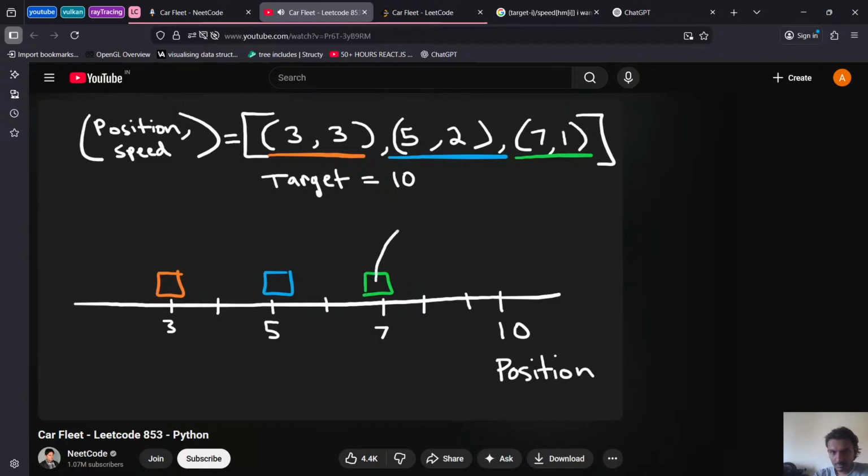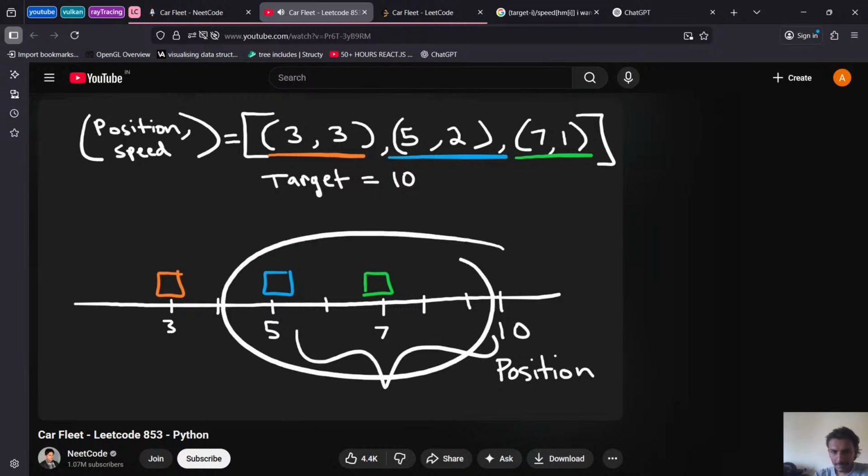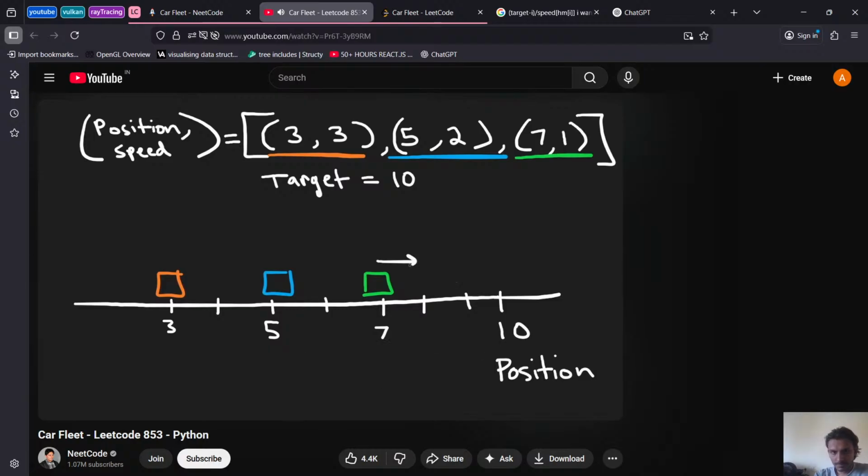We can just calculate what time this car is going to reach the destination and what time this car is going to reach the destination. If this car reaches the destination before or at the same time as this one, that must mean that they became a car fleet somewhere in the middle, somewhere in here. Since this one is moving at 1 mile per hour and this one is moving at 2 miles per hour, or whatever unit of speed they gave us, we can calculate what time they're going to reach the destination pretty easily.